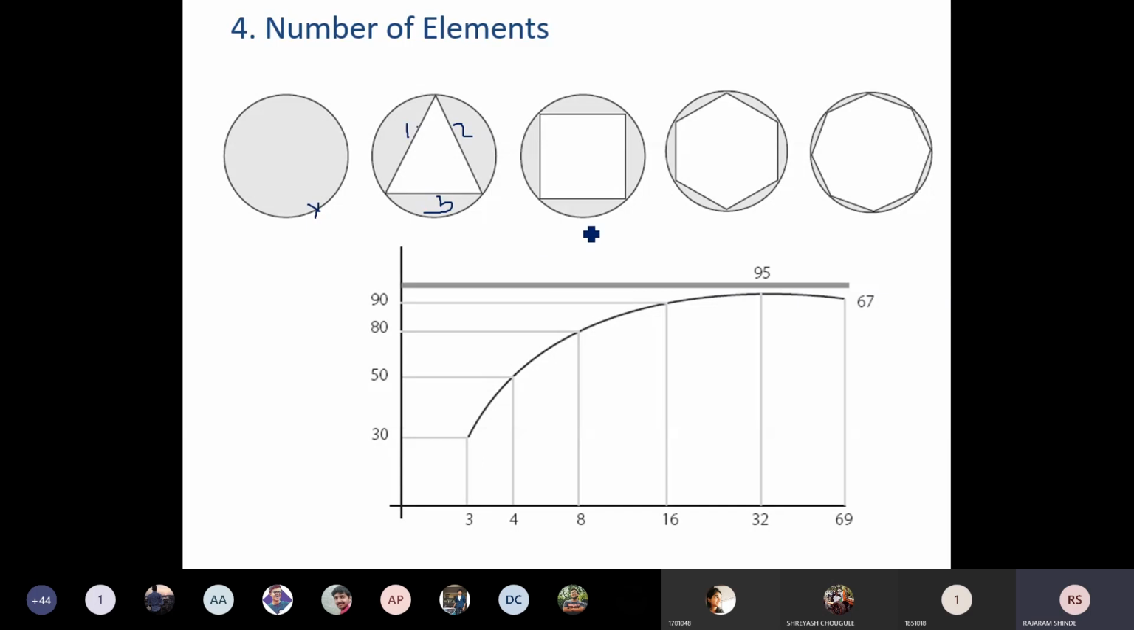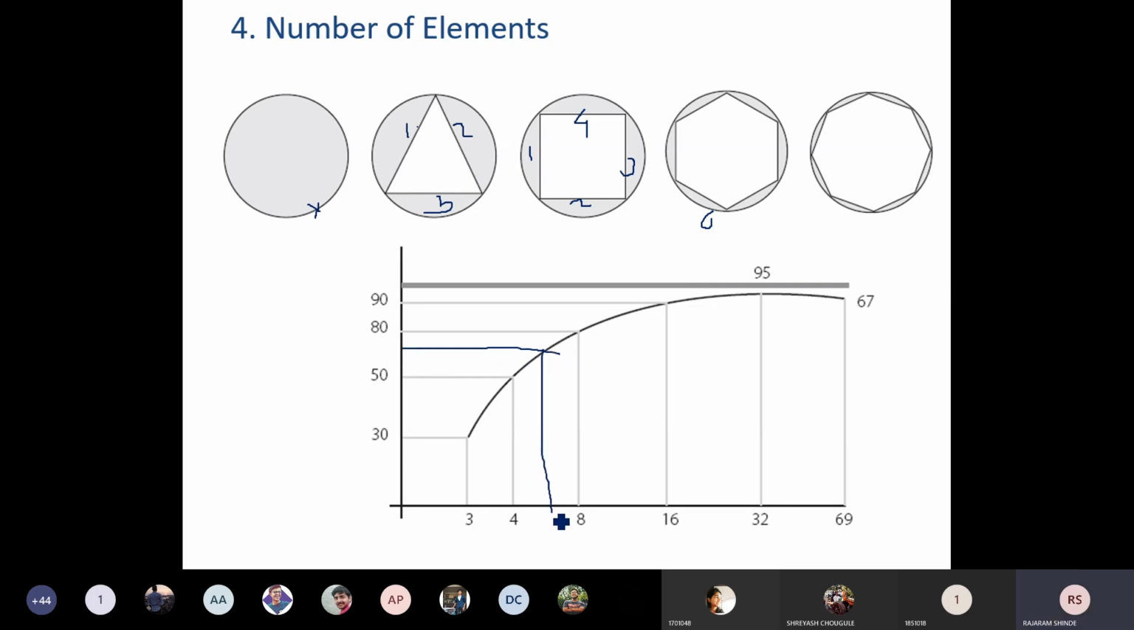So here, for improving the accuracy, I have to increase the number of elements. In the next step, I have increased the number of elements. That is, I have used 4 elements. This is element 1, 2, 3, and 4. Now when I use 4 elements, here I have improved the accuracy and I got 50% accuracy. Again I have increased the number of elements. Here I have used 6 elements, and with 6 elements I have got some accuracy more than 50% and less than 80%.